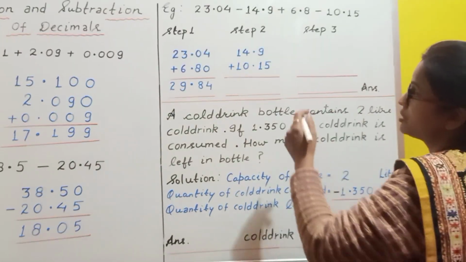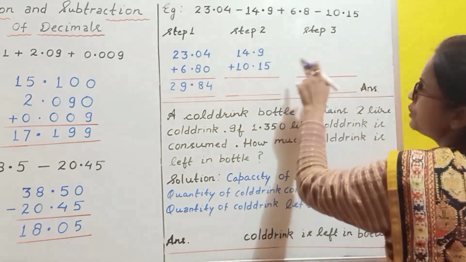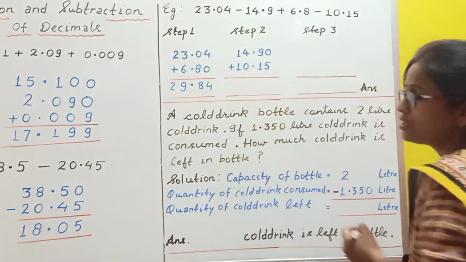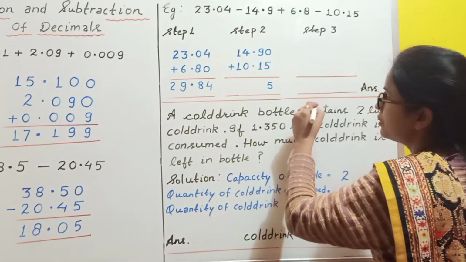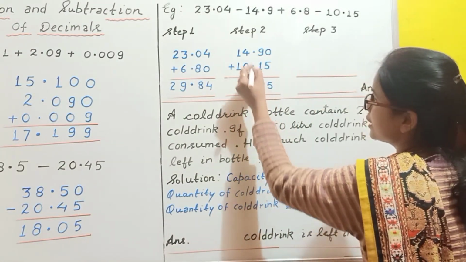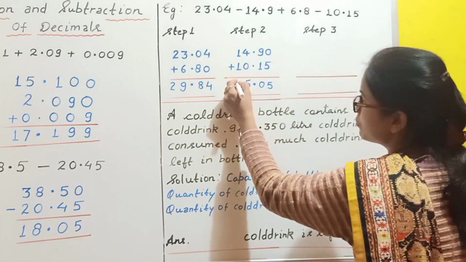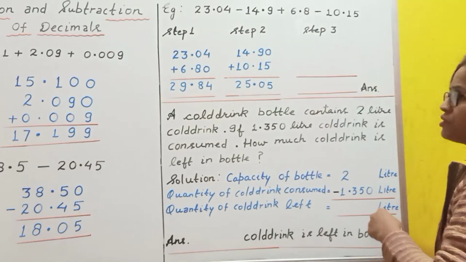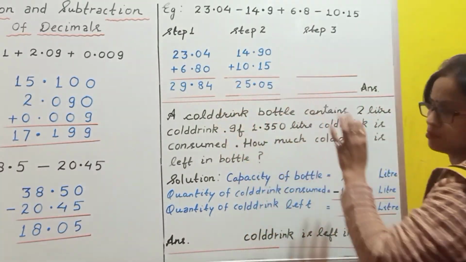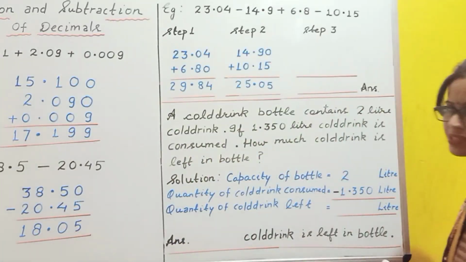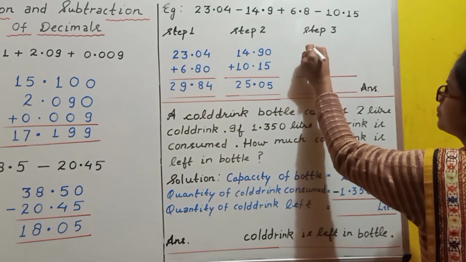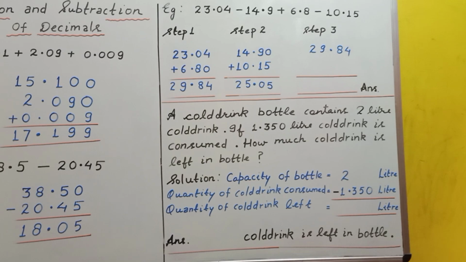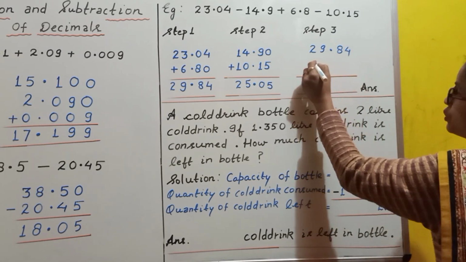Now second step, we will add the negative decimals. So negative decimals are 14.9 and 10.15. Now we'll add them. First make them like by putting 0 at the extreme right. Now add: 5, 9 plus 1, 10, carry 1, 4 plus 1, 5, 1 plus 1, 2. Okay, now the third step. I told you we have to subtract the sum of negative decimals from the sum of positive decimals. The sum of positive decimals is 29.84 and the sum of negative decimals is 25.05.